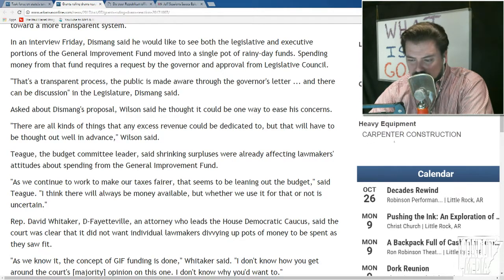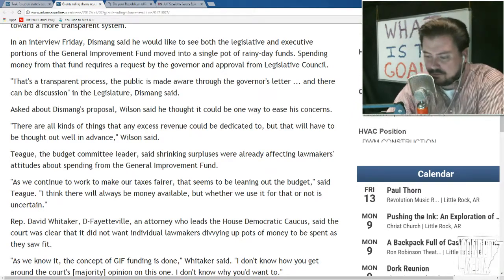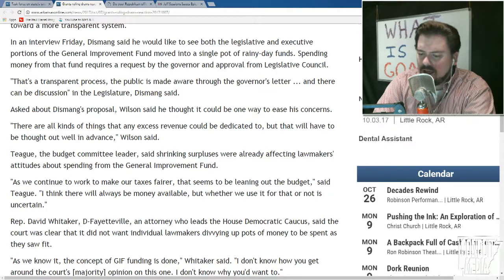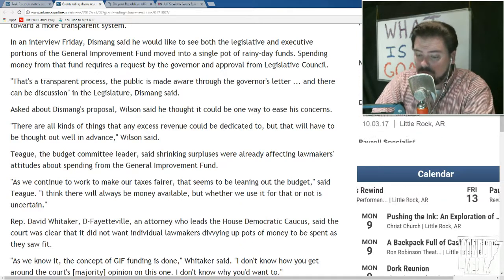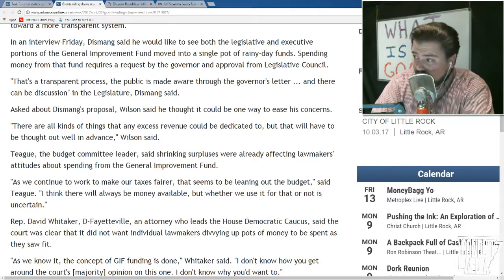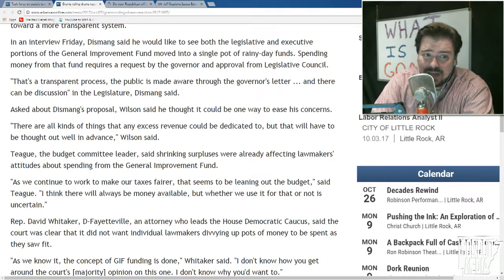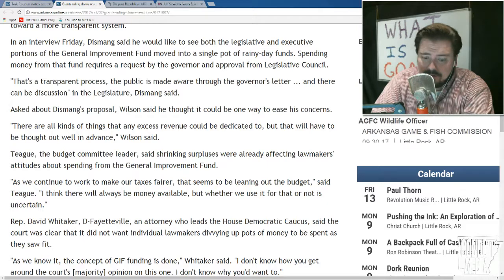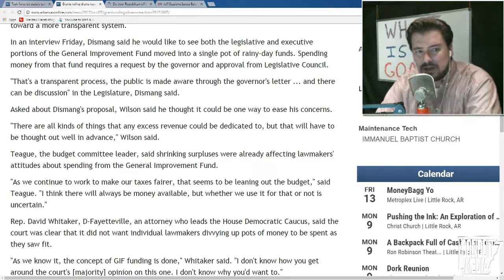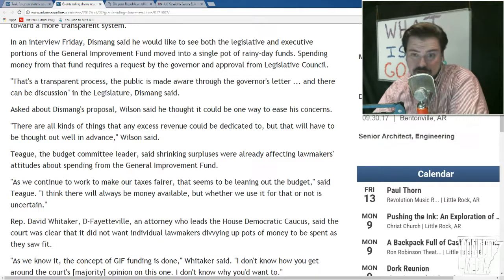In an interview Friday, Dismink said that's a transparent process. The public is made aware through the governor's letter, and there can be discussion. Note, there may be more to this quote somewhere, but can there be rejection? That's an honest question. Can there be rejection? Because the last time the legislative panel tried to reject the DHS contract the governor wanted to spend, the governor went ahead and gave the money to the contractor in spite of their objections over at the legislature. Is that the same thing that we're going to see here?